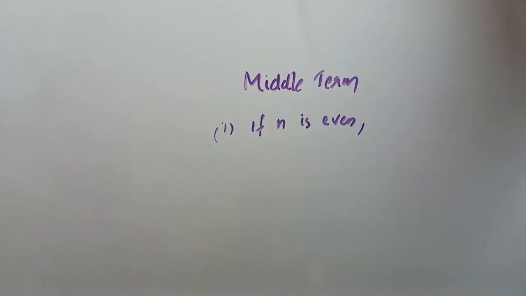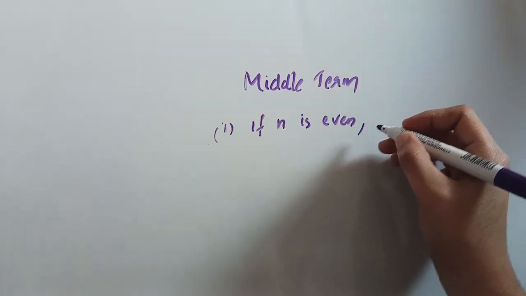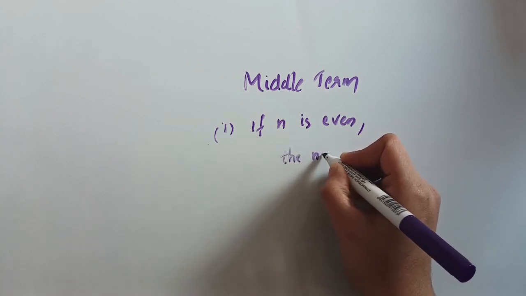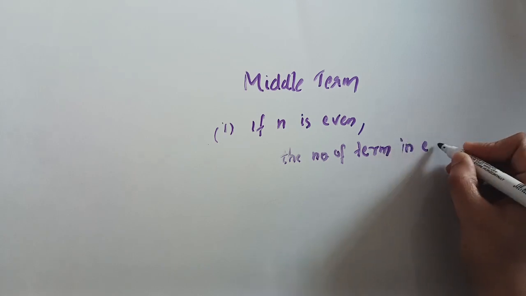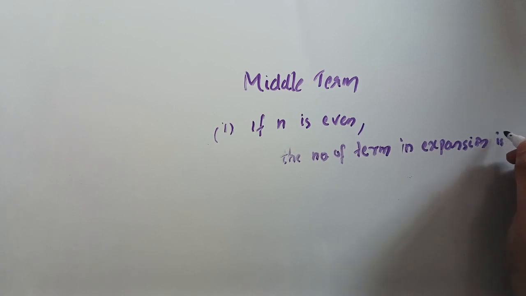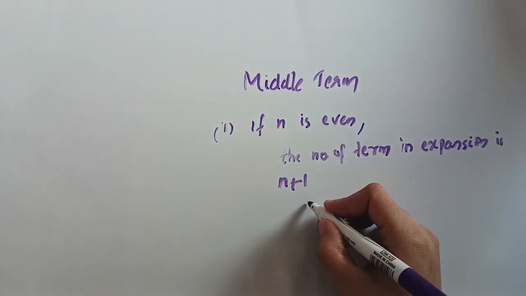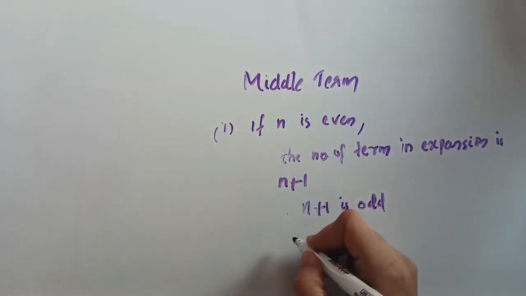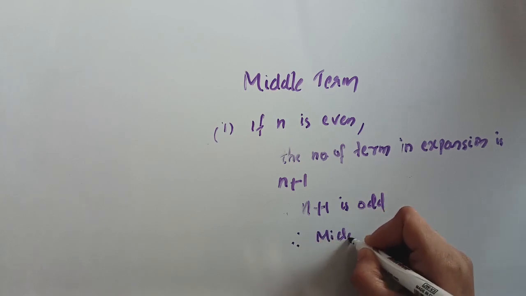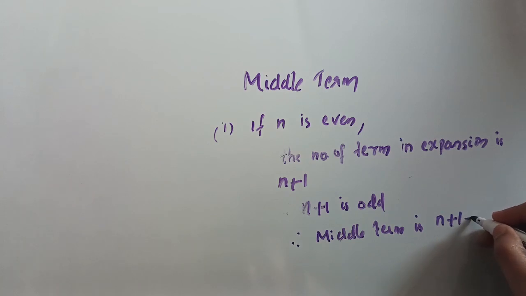Next, the middle term of the expansion (a plus b) raised to n. That has two cases. First one, if n is even, the number of terms in the expansion will be n plus 1. Since n is even, n plus 1 is odd. We know that n is even, therefore n plus 1 is odd. Therefore, the middle term is the (n plus 1) by 2 th term. That is the total number of terms plus 1 by 2 th term.